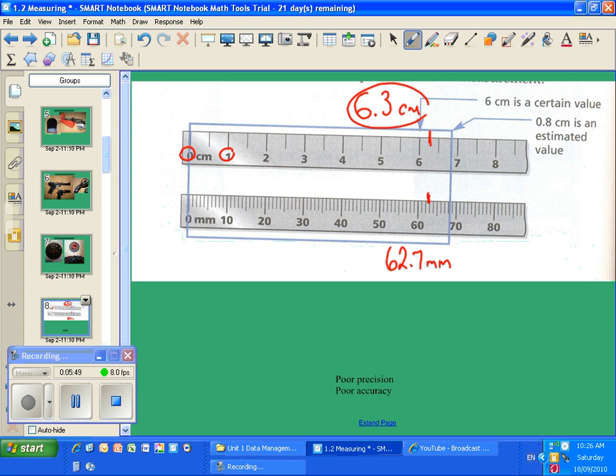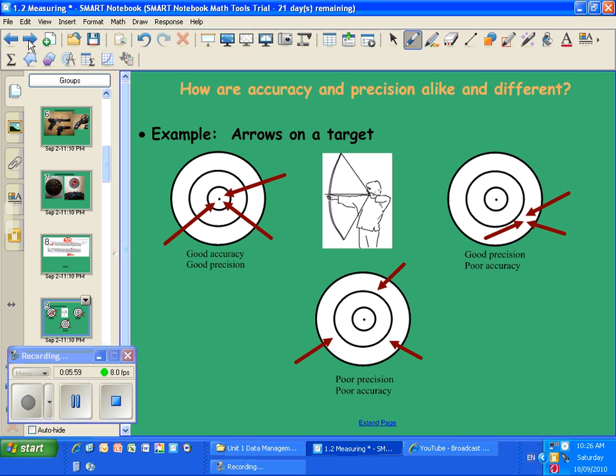So I know how to use the ruler, so I'm being accurate, and the bottom ruler has millimeter increments, so I can be very precise. So hopefully you understand those differences between accuracy and precision. We can show you one more example.